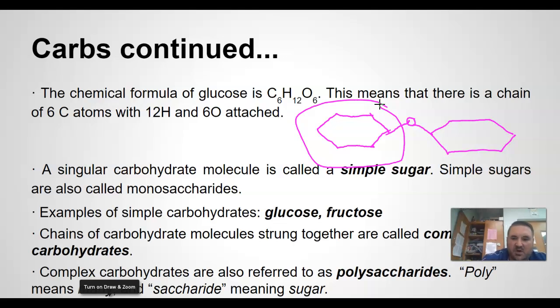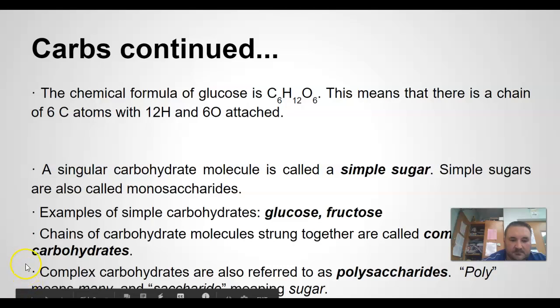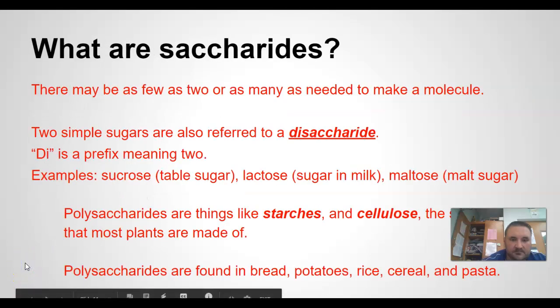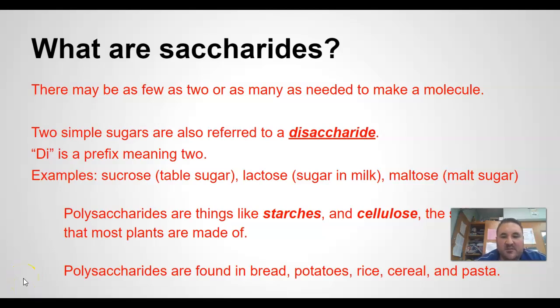The two most common examples are glucose, which we have here, and then fructose, which actually looks more like a pentagon. Bear with me, I can't draw that good. And by making complex carbohydrates, we arrange all these different types of simple sugars into more complex ones. We call those complex carbohydrates or polysaccharides. Poly meaning many, saccharide meaning sugar. There may be as few as 2 or as many as you need to make the molecule.